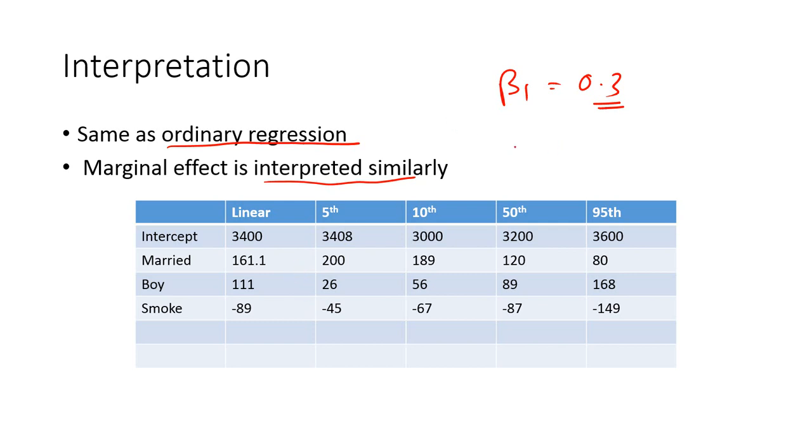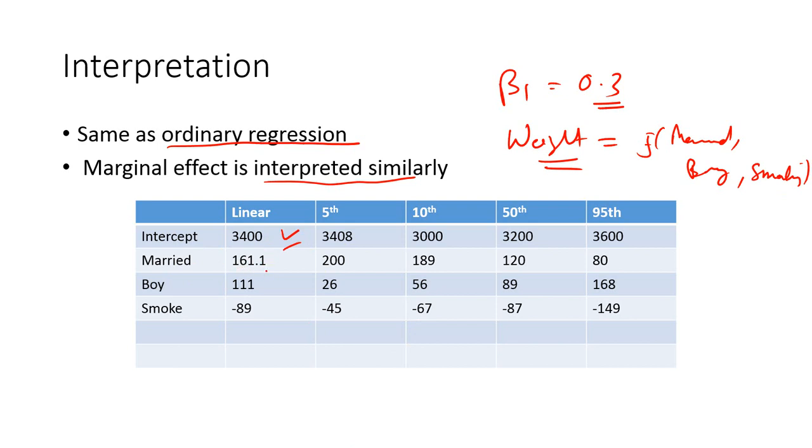We wanted to find out the infant weight, which is a function of whether the mother is married, whether it's a boy kid or a girl kid, and whether the mother is smoking. These are the predictors for the weight of the infant. In the linear regression, it predicts that the intercept is 3400. If somebody is married, then the weight of the baby goes up by 161. That's the difference, right?